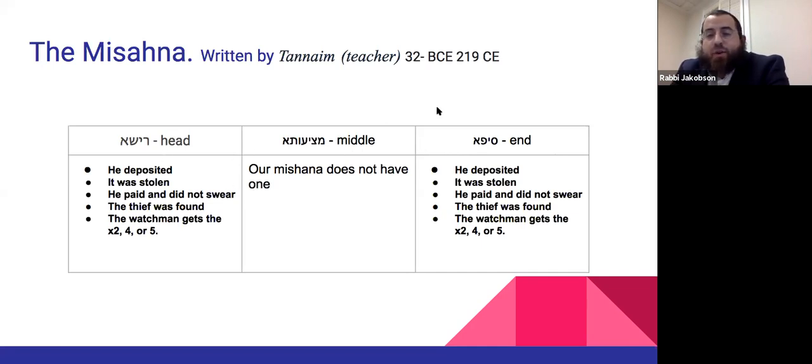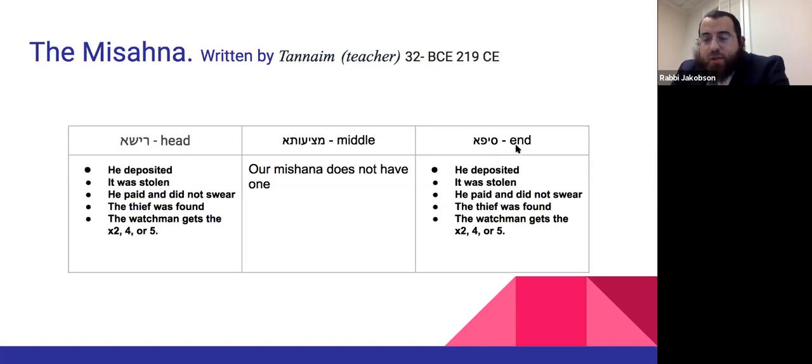What is the Reisha of our Mishnah? The first case that we had in our Mishnah that we studied is somebody deposited a cow or a vessel. The cow or the vessel was stolen from the watchman. The watchman decided that he's going to pay instead of swear. Then the person who stole it was found. And the rule is that when you steal something, if you get caught, you have to pay double. So the Reisha tells us that the watchman, because he paid instead of swearing, will end up being paid twice, or in some cases 4 or 5 times. That's the Reisha of our Mishnah, the first case.